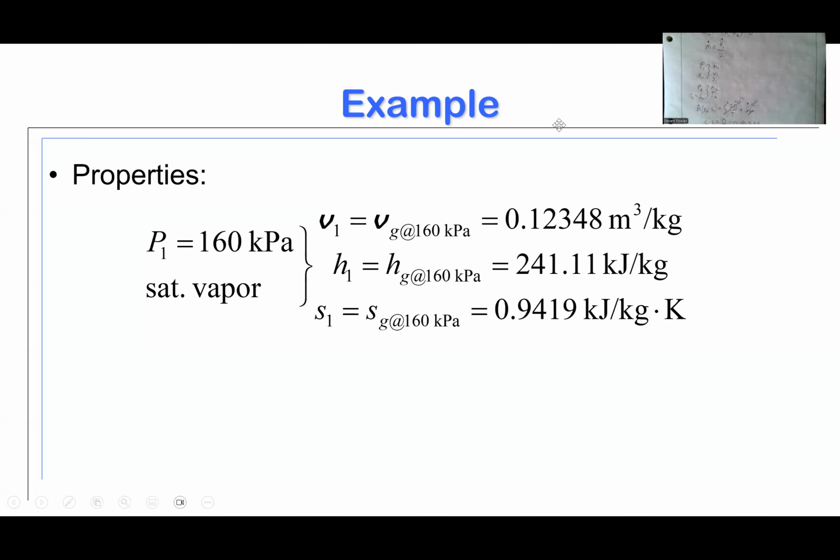All right, hopefully that was long enough for you to pause to go look these up. Again, I've got saturated vapor at the initial state. So I go look up saturated vapor at 160 kilopascals. That gives me state one properties. So those are here, right? And then I want to get state two. So if you don't already have state two, pause and figure out how you're going to get state two.